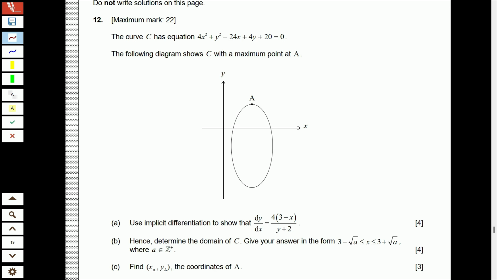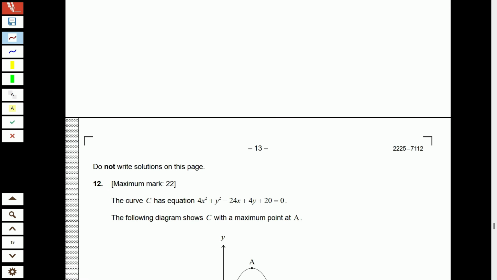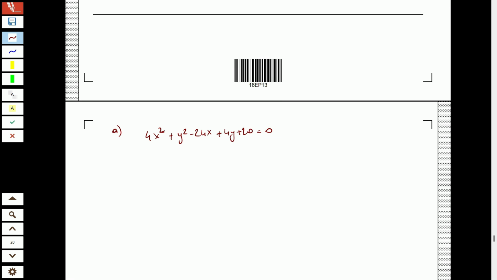I'm gonna write the equation again: 4x squared plus y squared minus 24x plus 4y plus 20. So first, let's find the derivative of all of these parts. The derivative of the first term is 8x, plus the derivative of y squared, which is 2y times y prime, minus 24, plus 4 times y prime. The derivative of the constant is 0.